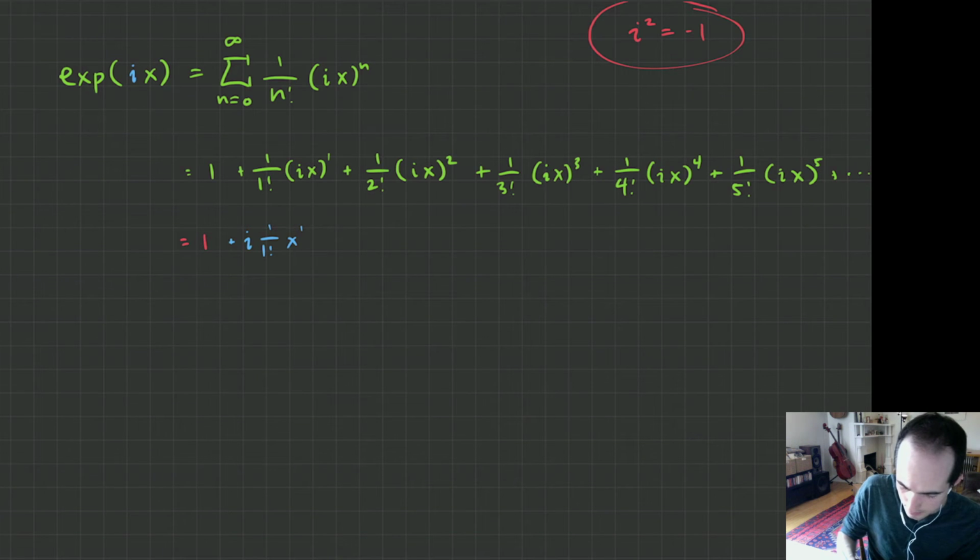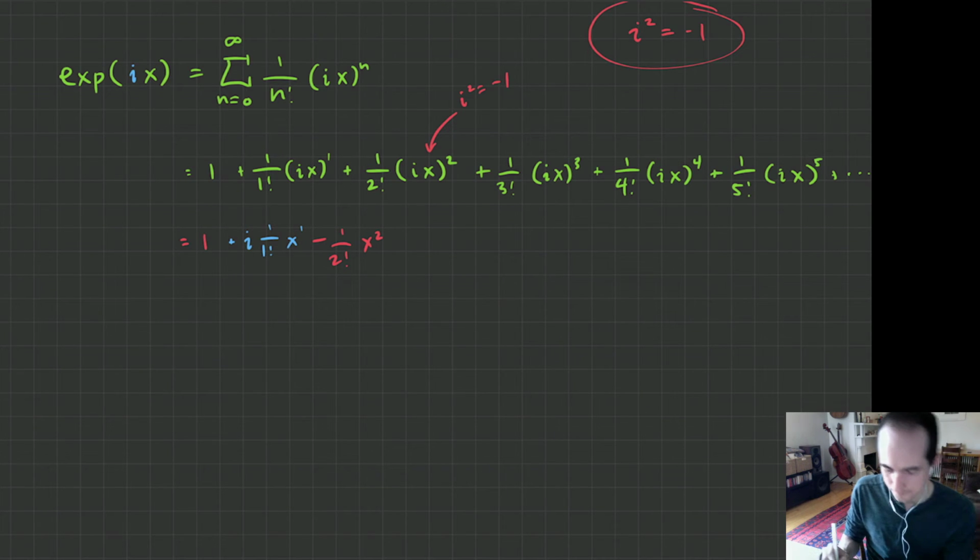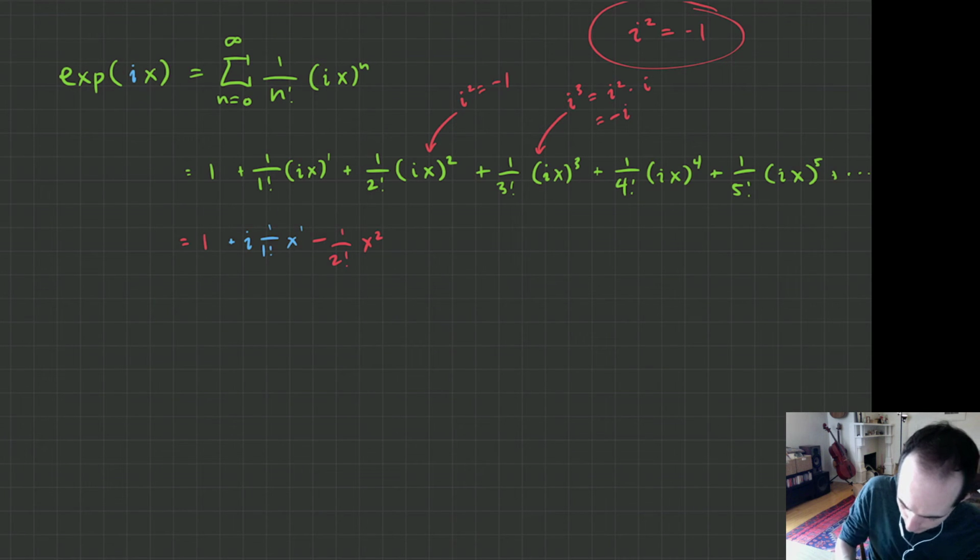Okay, now in red, look at this. Now I've got i squared, and i squared is equal to -1. So now I'm going to write minus 1 over 2 factorial x squared. Really all I'm doing here is taking care of the i's. This next term, i to the power of 3, that's i squared times i, in other words negative i. So in blue, now I've got minus i times 1 over 3 factorial x to the 3.